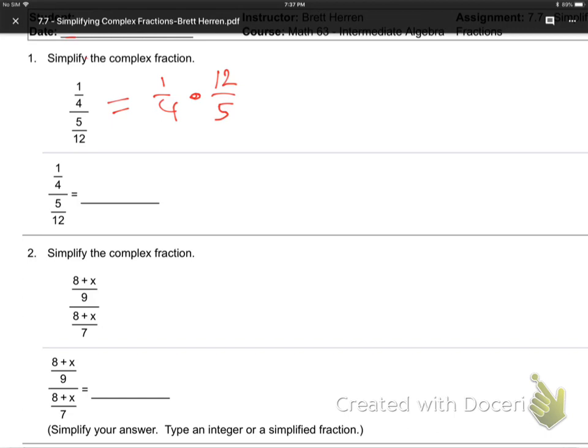Have you seen that kind of thing before? So dividing by 5/12 is the same thing as multiplying by the upside down. Is that good? And then what do we do from there? How do we multiply 1/4 times 12/5? You can cross cancel. Remember cross canceling? 4 goes into 12 3 times. So we get 3/5 and we're done. That's the answer to that one. You good? You want to try number 2? Go ahead, try number 2.